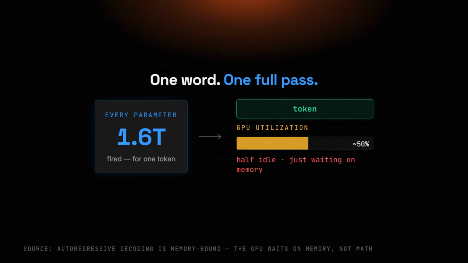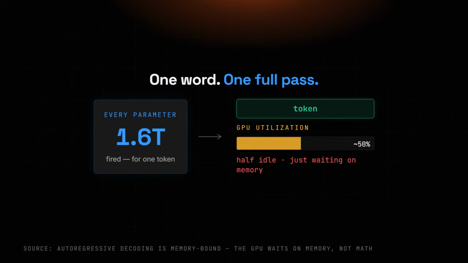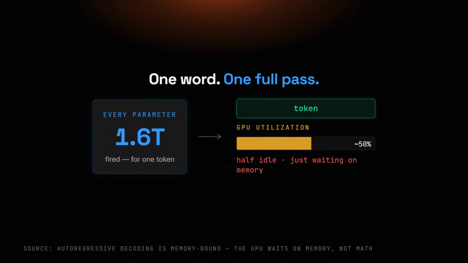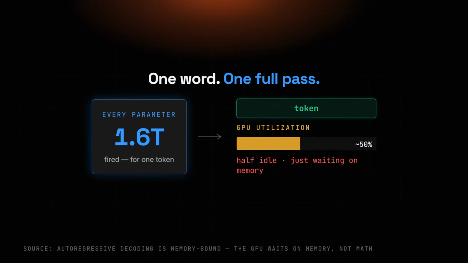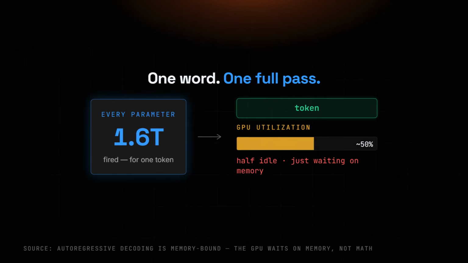So start with why agents feel slow. To write a single token, a large model fires a full pass through every parameter. For V4 Pro, that is 1.6 trillion of them, for one word. At scale, the GPU spends more time shuffling memory than doing math, so the chip sits half idle, just waiting for the next token to fall out.